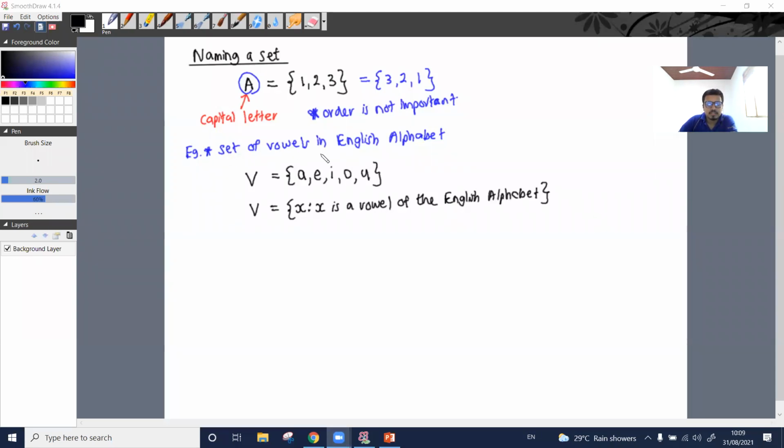Right. So set of vowels. What are the two things you learned here? When naming a set, we need to use capital letters. When there are letters as elements, we need to use simple letters.